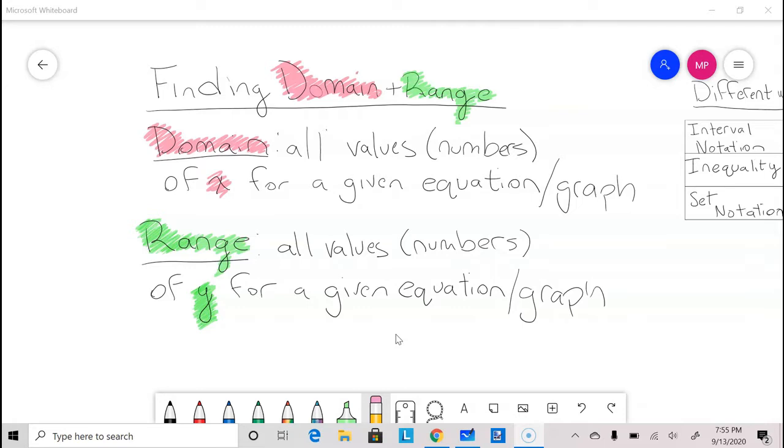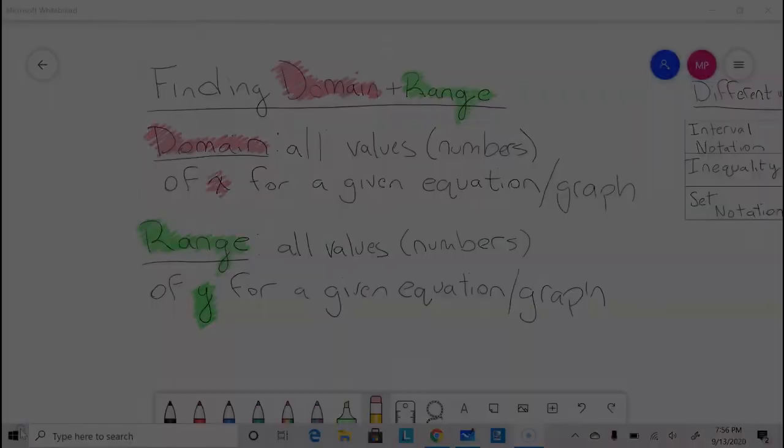You'll notice that I did color code them. There is a reason behind that. So domain will always be the x values, and range will always be the y values. And so these are our two definitions, and we'll see you back in a second for the different ways of writing out domain and range.